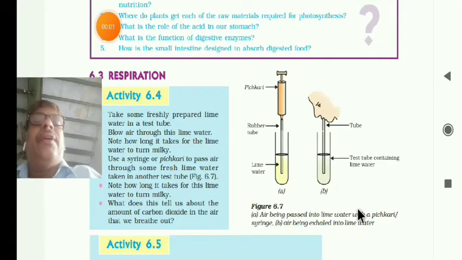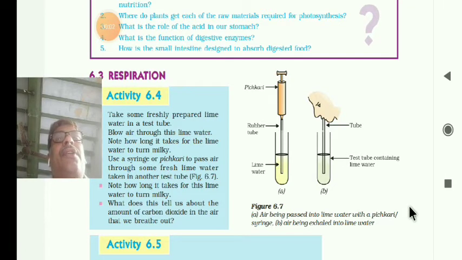Standard 10th, Subject Science, Chapter 6, Life Processes. Dear students, today we will discuss respiration. See here the activities given. Try to understand the activities.